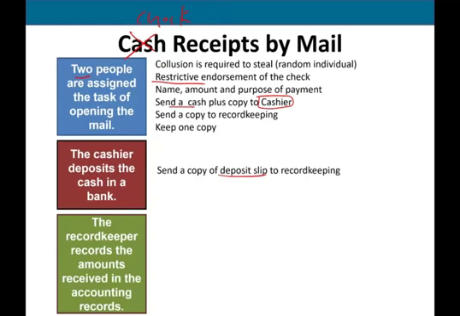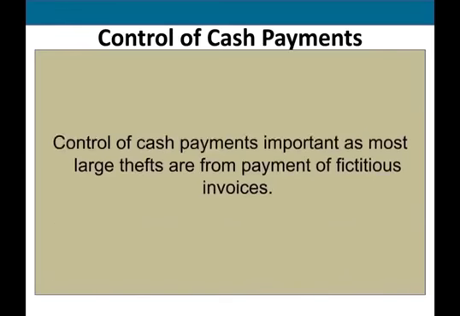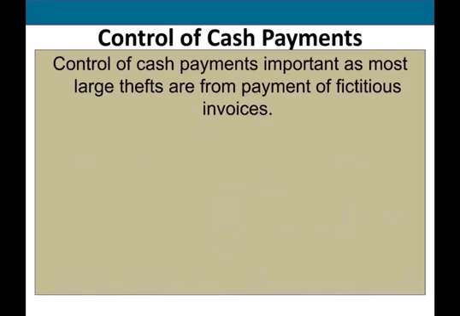Now, receiving cash is important, but also the control of cash payment. When we make cash payments, that's also important. We want to make payments only to legitimate vendors, legitimate lenders, legitimate suppliers, and so on. Control of cash payment is just as important, as most large thefts occur from that angle. When people steal money from their company, if you go to any local newspaper or Google cash theft, it usually happens through cash disbursement.